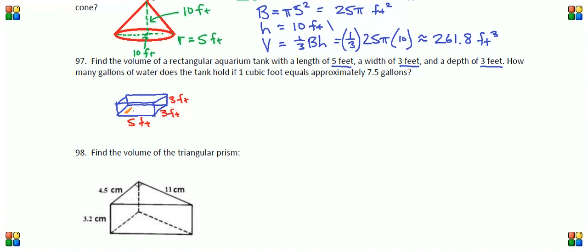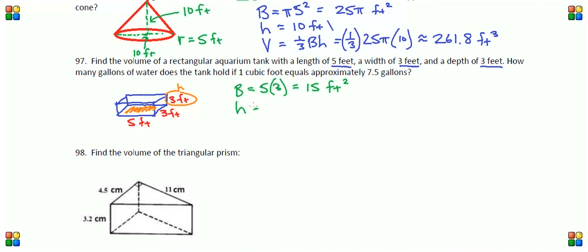Let's figure that we're going to use the bottom of this tank to be our base. That means this measurement right here is going to be our height. And let's go ahead and figure out the volume. The area of the base is going to be 5 times 3, which is 15 feet squared. Remember, we highlighted our base so that we could see this is one of the dimensions of our base, this is the other dimension. The 3 feet here is the height. That's not part of our base calculation.